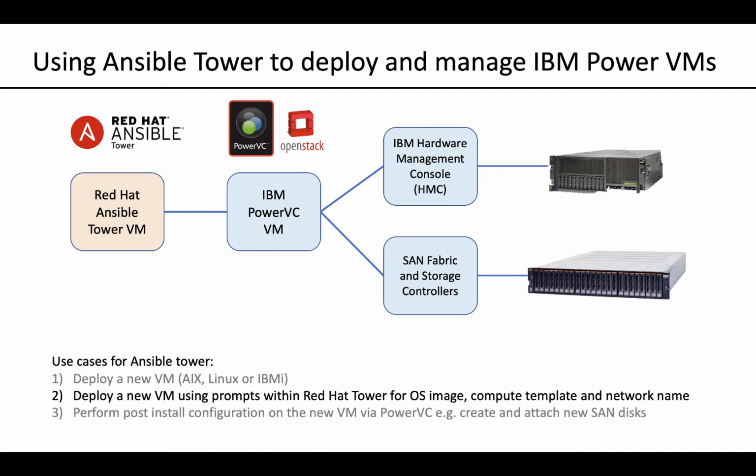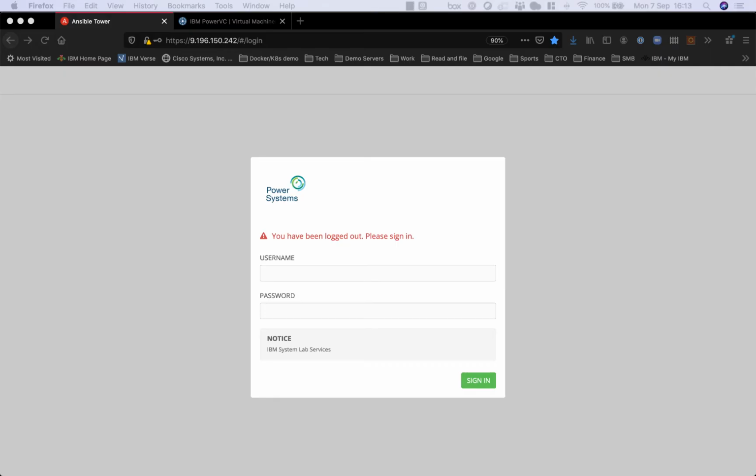The first video I did, where I deployed an AIX VM, was a hard-coded one. This one, I'm going to use multiple prompts to be able to pick the OS image, the template, and the network name. So a lot more configurable.